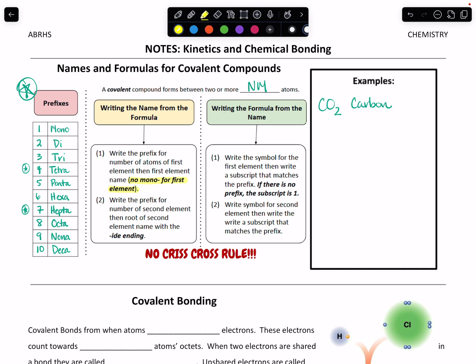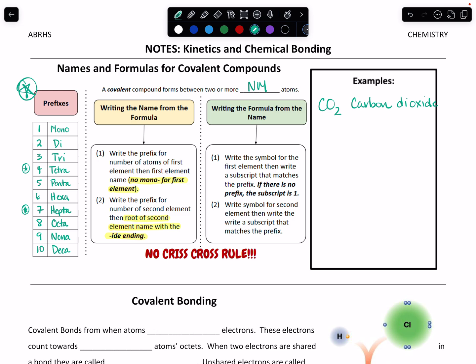All right, now for the second element, again, we use our prefix to indicate the number of them. And then we're going to take the root of that second element's name and add the IDE ending. So that part is a little similar to our ionic compounds. It's going to be oxide or fluoride or chloride or nitride. All right, in this case, it's oxygen, but we have two of them. So our prefix for 2 is di, and then it's oxide. All right, so shockingly, CO2 is called carbon dioxide. It's not monocarbon dioxide, just carbon dioxide.